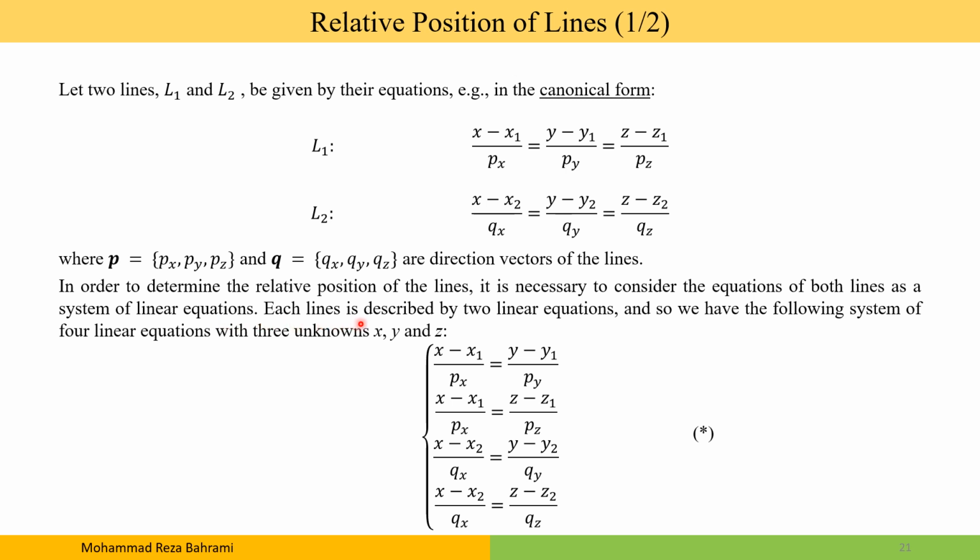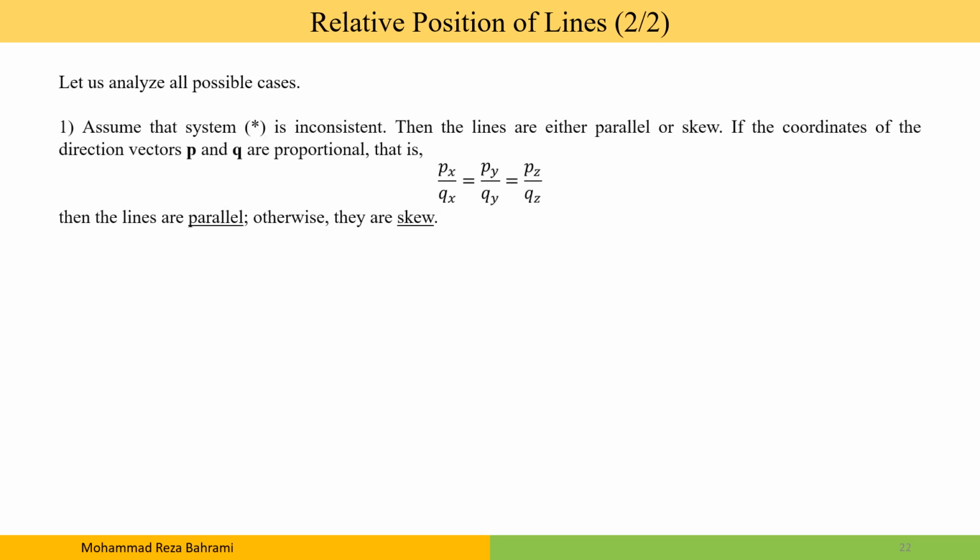Each line is described by two linear equations, and so we have the following system of four linear equations with three unknowns x, y, and z. So we can say that this part is one equation and x and z is a second equation. For the second line, the same story. So we have an x part and y part and x part and z part. So we have four equations with the three unknowns. Let's look at some possible cases.